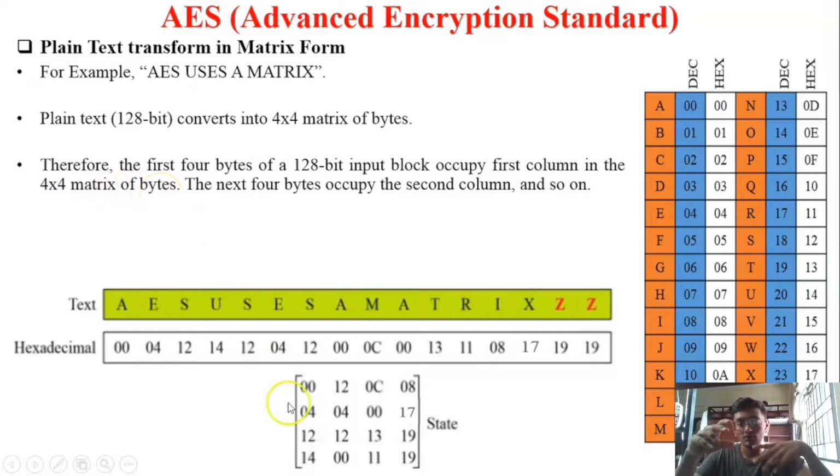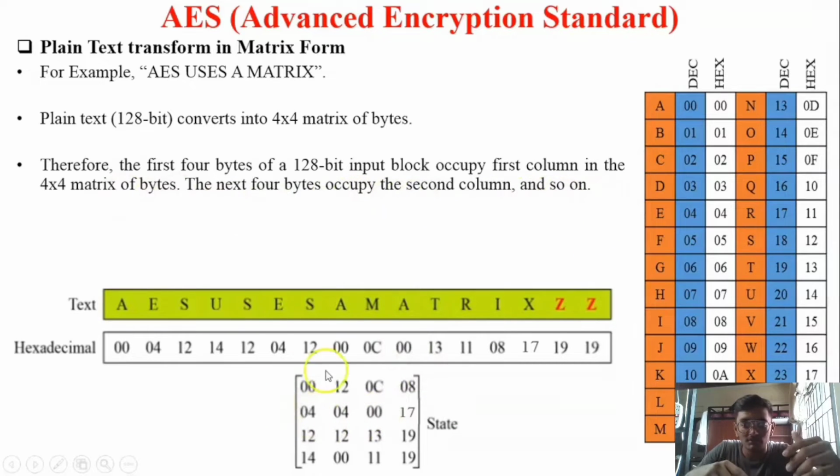Now in this matrix you can see 00, this is 00, 04, this is a column-wise matrix, so 04 is put over here, then 12 it is 12, 14 it is 14. Next, a new column will be generated from the 12, 04, 12 and 00, and the remaining letters will be put in the different columns. So the next 4 bytes occupy the second column and so on.